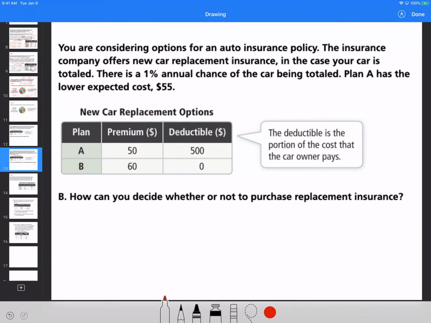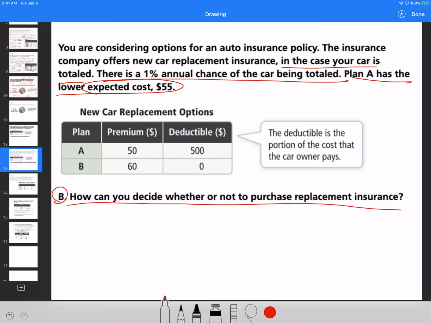So here, when you read this, in the case your car is totaled, there's a 1% chance. Plan A has the lower expected cost of $55. So how can you decide whether or not to purchase replacement insurance? The replacement insurance is Plan A and then Plan B, right? How can you decide? Well, you basically want to go for the one that's cheaper, obviously. So you pick Plan A on the basis that it's going to be cheaper.